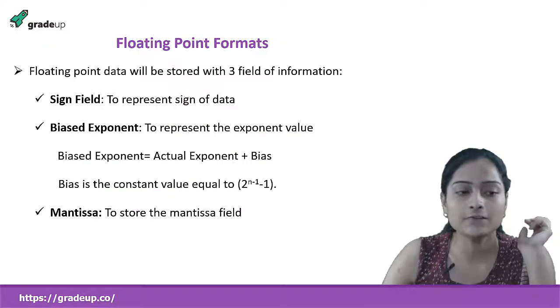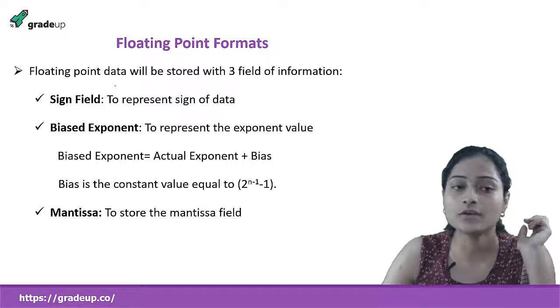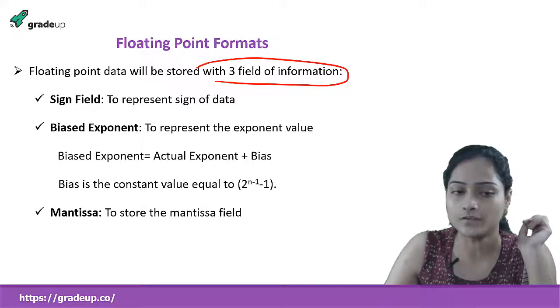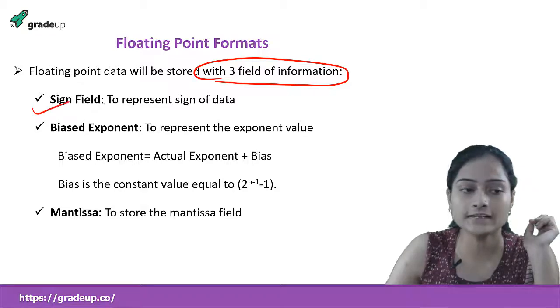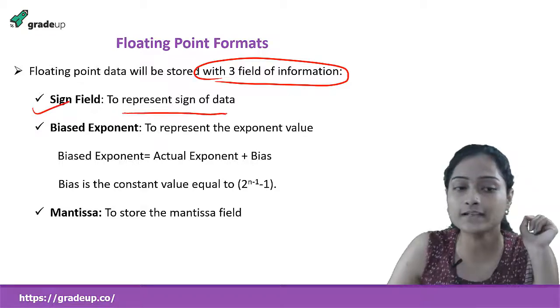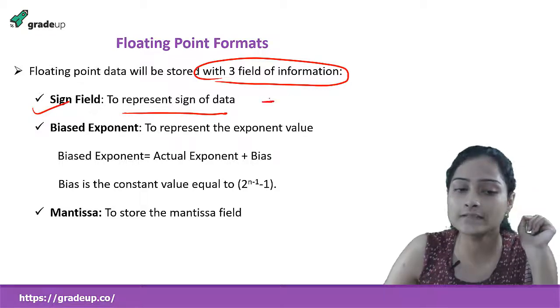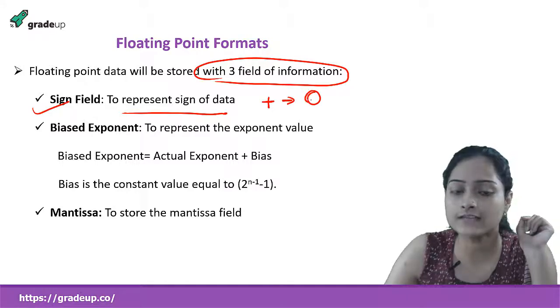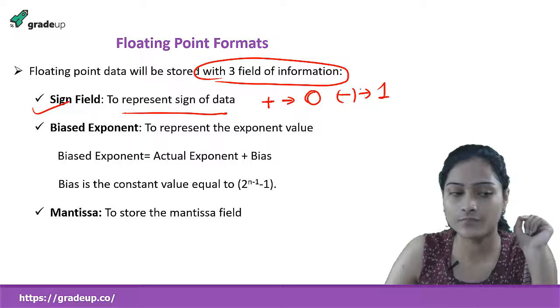See, we are going to represent our floating point data with 3 fields of information. The first field is the sign field. The sign field is used for representing the sign of the data. If your data is positive, represent your sign bit as 0. If negative, represent your sign bit as 1.